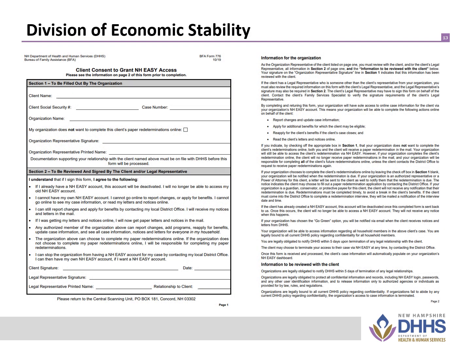In order to get full access, the Bureau of Family Assistance must have received two forms. The first is the 776, Client Consent to Grant New Hampshire Easy Access. This form must be completed, signed, and returned to the address on the bottom of the form. You can also email it to the district office for uploading and processing. Once this information is processed, you will be able to manage the client's case in New Hampshire Easy.